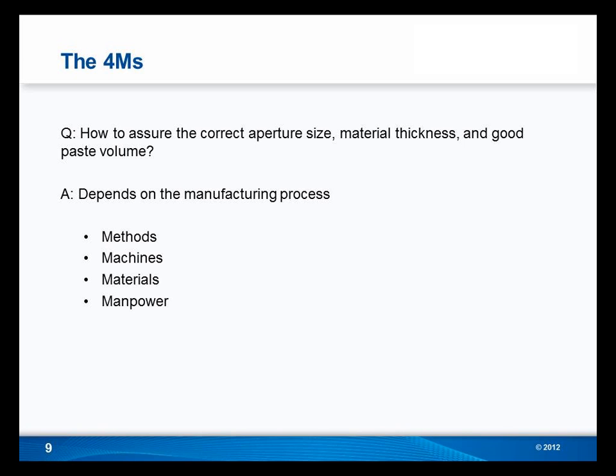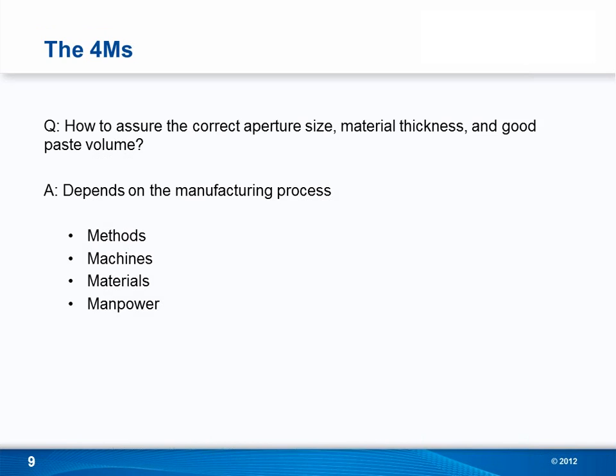And then there's the properties of the materials that you're using. For electroforming, typically it's nickel. For most laser cut stencils, it's stainless steel, or you can even use Kapton. And then the last one is the capability of the people involved in the manufacturing process, the manpower. So are they setting up the machine correctly? Are they choosing the right metal from the bins of metal, etc.?